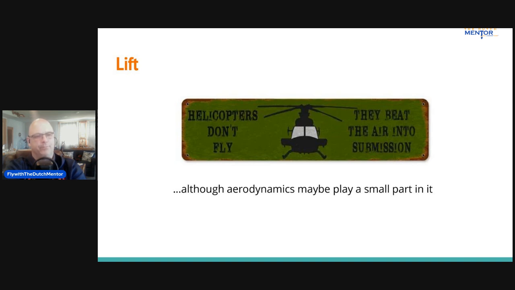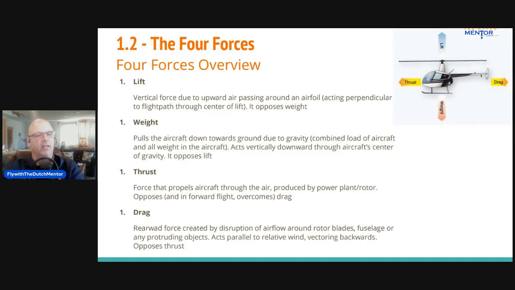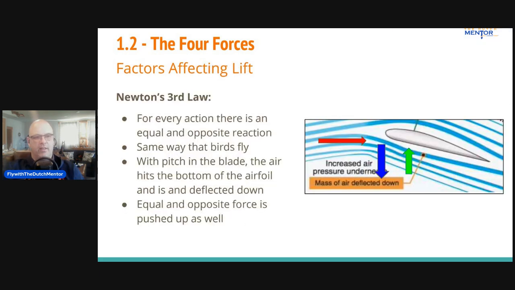All right, lift. Helicopters don't fly. They beat the air into submission. It's an interesting way of looking at it. But there are four forces at play here, right? Lift needs to overcome the weight, the gravitational force, and thrust needs to overcome drag in order to be able to create flight itself.